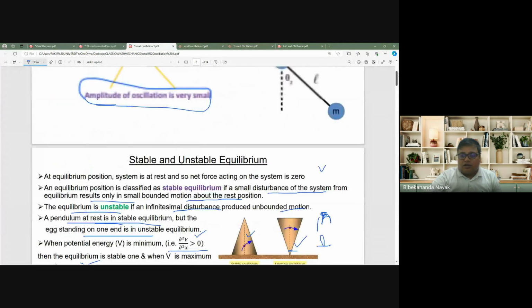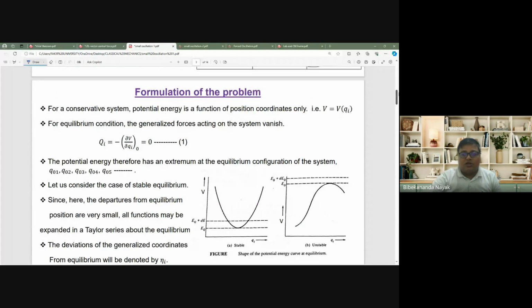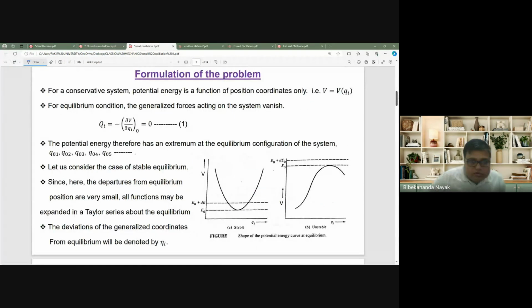Okay. Now, go for the formulation of the problem, actually small oscillation. For a conservative system, potential energy is a function of position coordinates only. For equilibrium, the generalized force is equal to the negative gradient of the potential: Qi equals minus del V by del Qi, and at equilibrium the force is equal to 0. That means del V by del Qi is equal to 0.